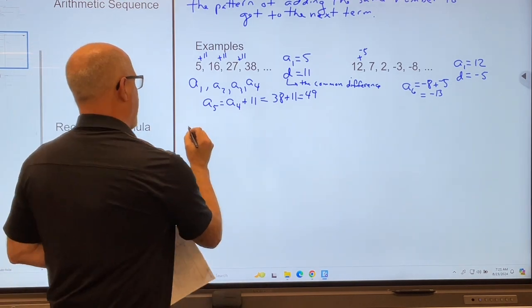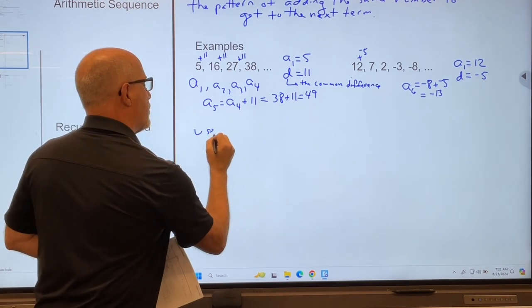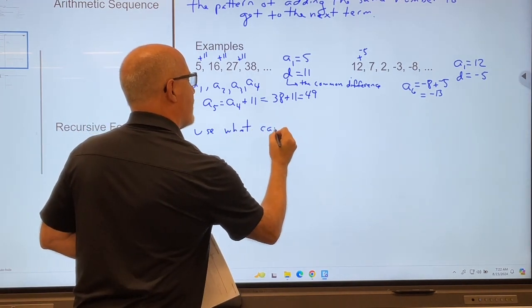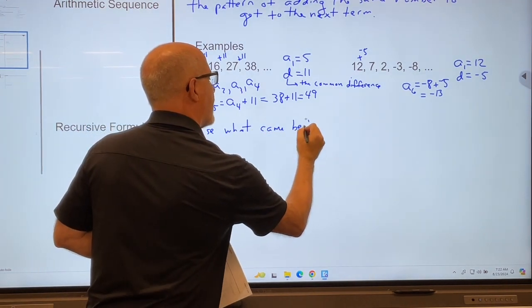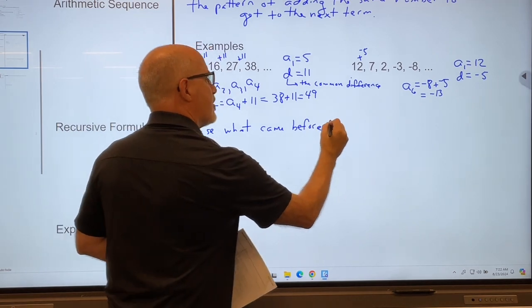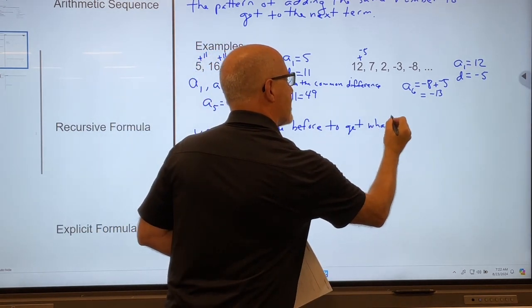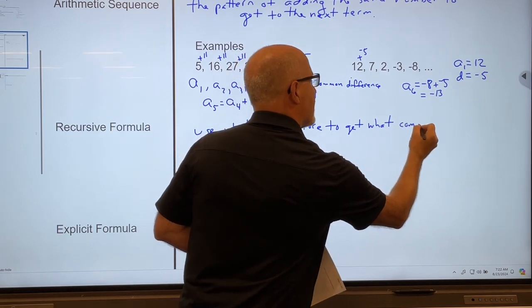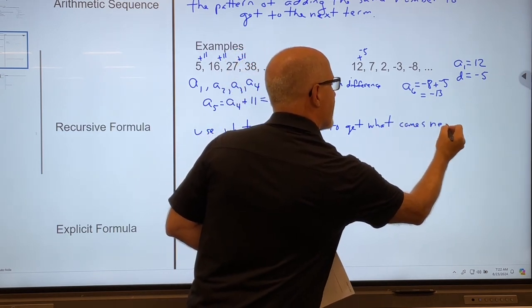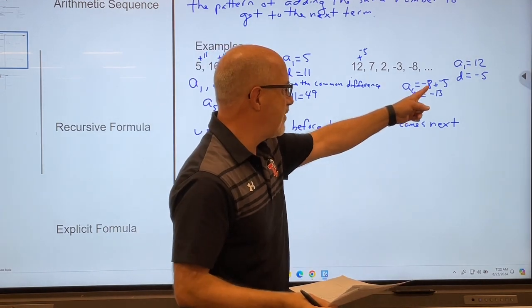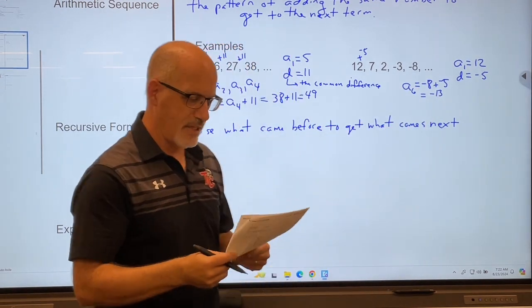So, use what came before to get what comes next. Right, so here we use the previous term, -8, to get to the next term, -13.